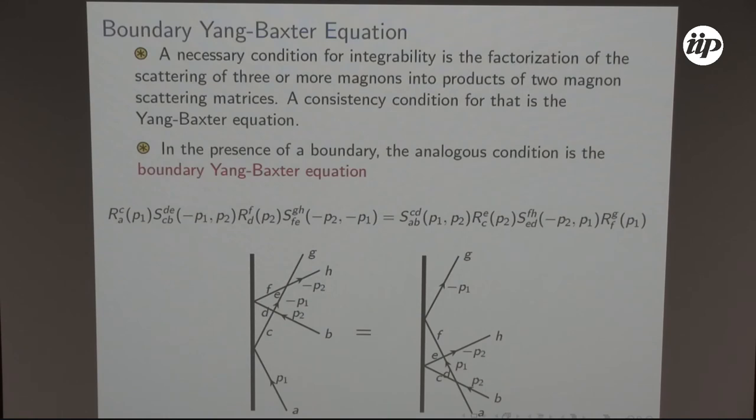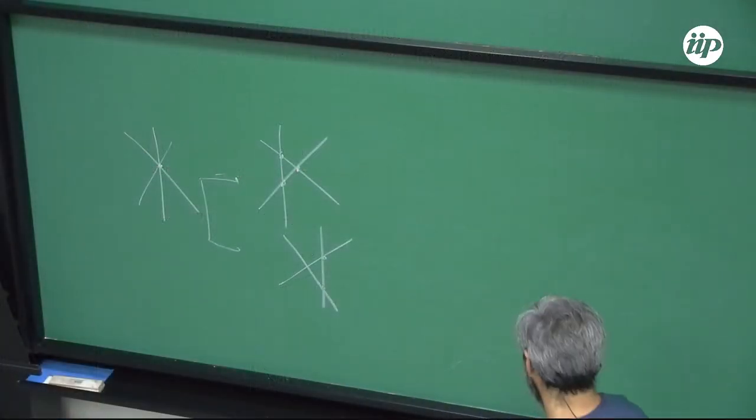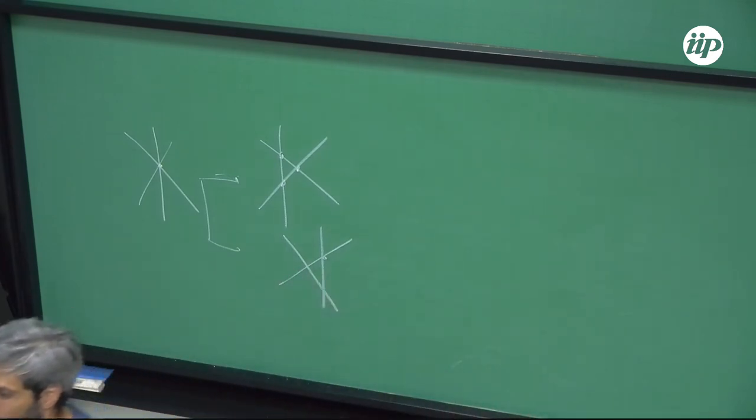As I was saying, integrability ensures that when you want to write down the three-particle scattering matrix, instead of trying to compute it or make an ansatz, this can always be decomposed into a succession of two magnon scattering matrices. But since they are matrices, this can be done in this way, or it can be done in this other way. And these are two different factorizations that, unless your S matrix is of a very specific form, are not going to be satisfied.